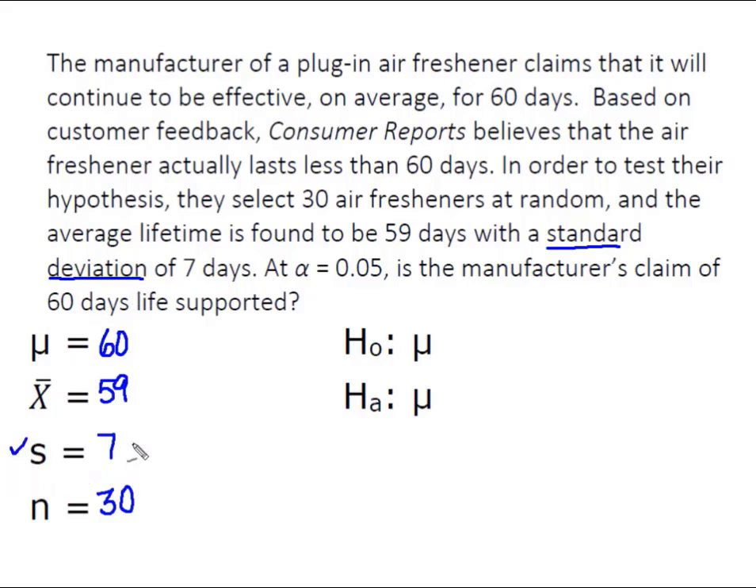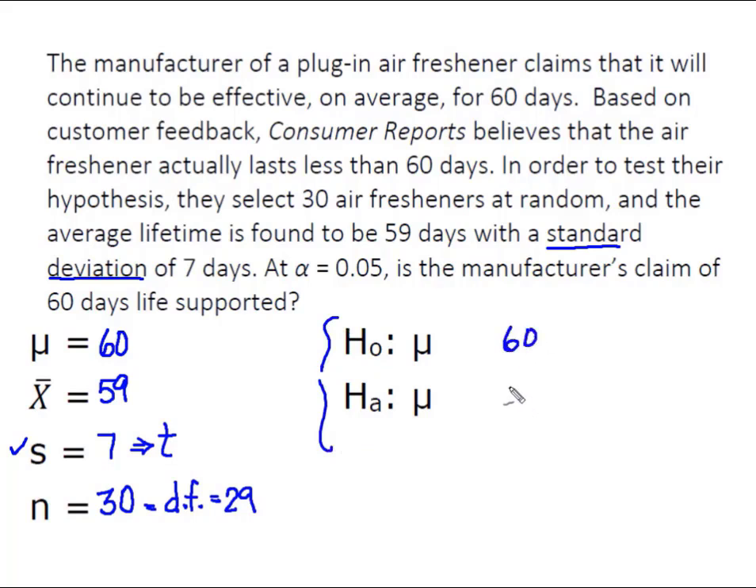And whenever we have s, that triggers a t-test. We're going to run a t-test, and we also know at that point that when we run our t-test, we're going to need degrees of freedom, and our degrees of freedom here is going to be 29, because remember, degrees of freedom is n minus 1. So now we know we're going to run a t-test for the mean. So let's take a look at our null and alternative hypothesis statements.